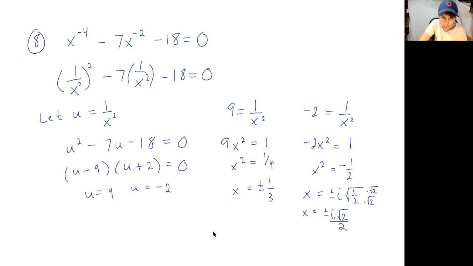I'm not entirely sure if that showed up. I need to move my toolbar out of the way. Yeah, okay, it showed up. So that would be our final solution here. So we end up with two real solutions, positive and negative 1/3, and two imaginary solutions at the end here. All right.